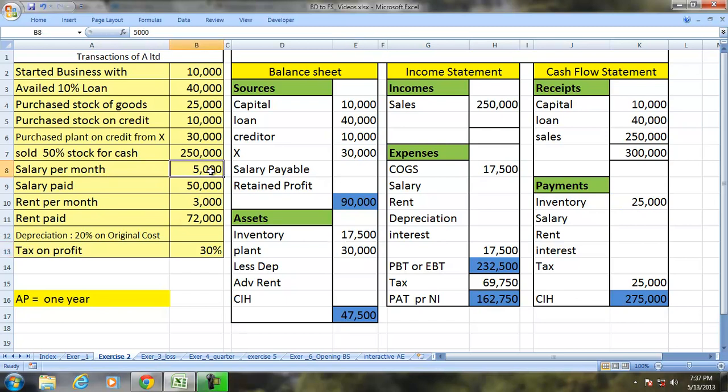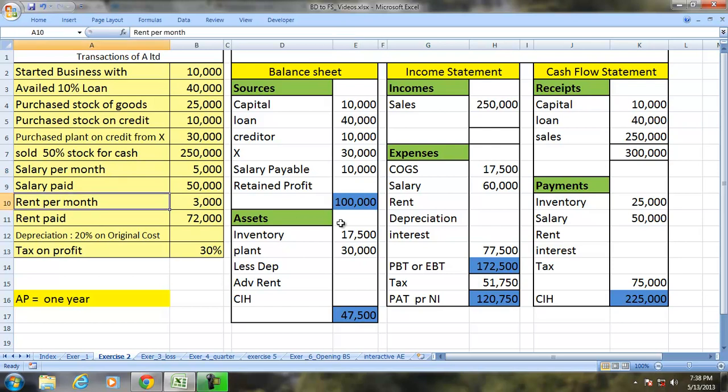Salary per month is 5,000, and the salary paid is 50,000. So salary as per the accrual principle will show 60,000 as an expense, but the salary paid is 50,000, so there is an outstanding salary, or there is a salary payable, a liability. If a particular expense is more than the payment, then there is a liability of 10,000.